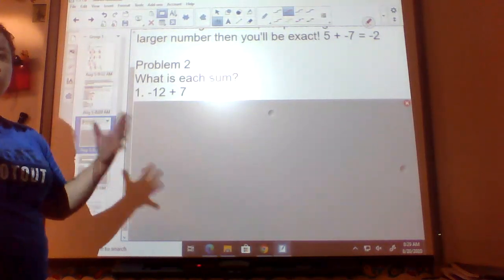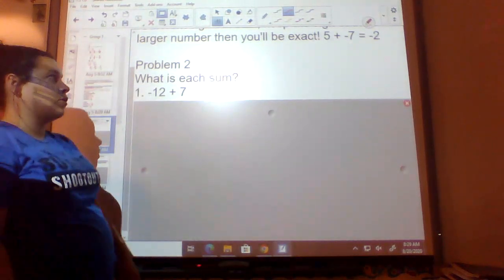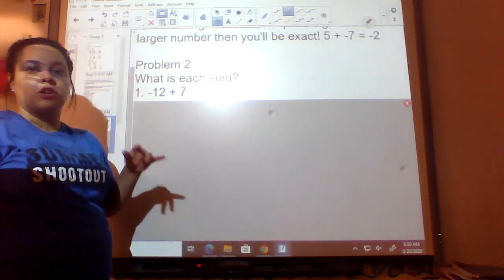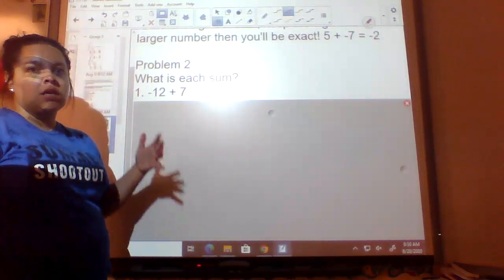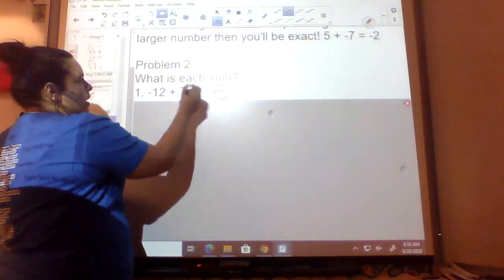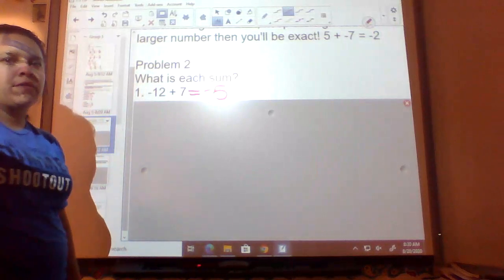So this one I'm going to use the rhyme just to get you all a little bit more familiar with it if you're struggling. Negative 12 plus 7, they're different signs, so I subtract. So 12 minus 7 is 5. 12's bigger, so I'll keep the negative, so it's negative 5.